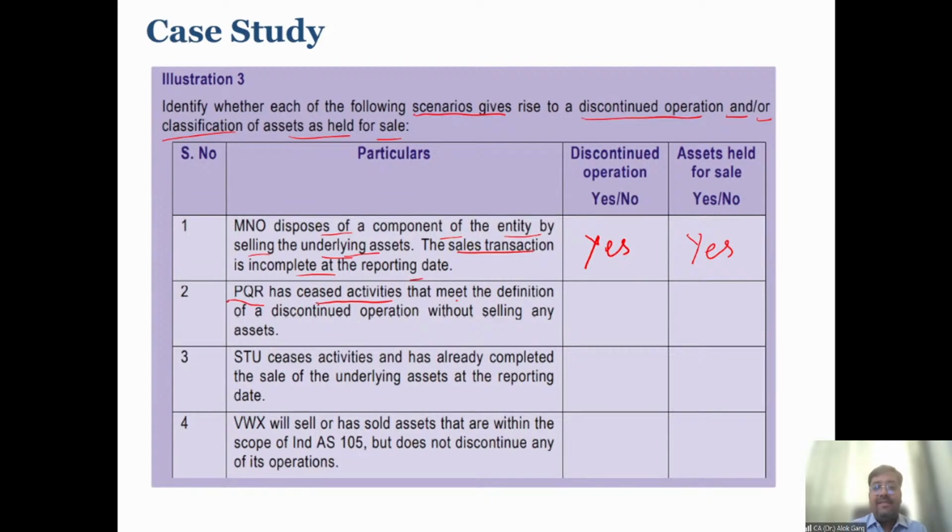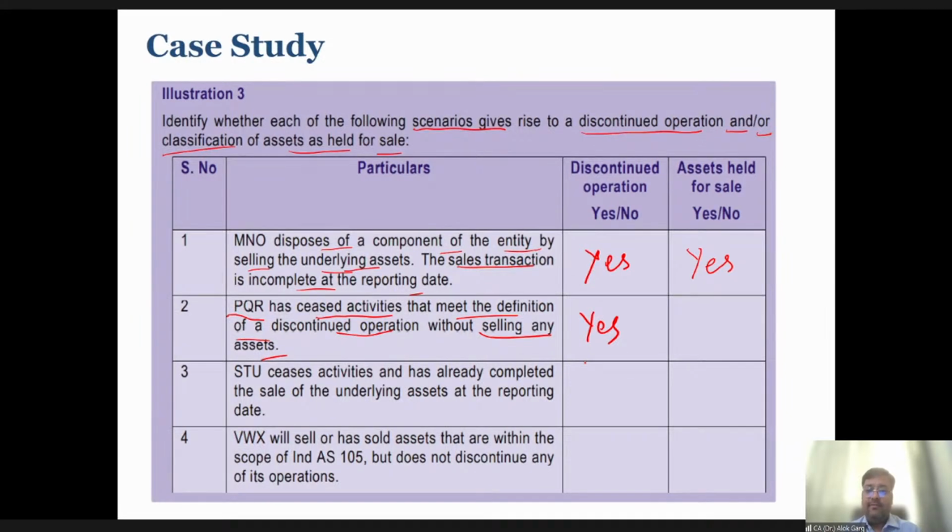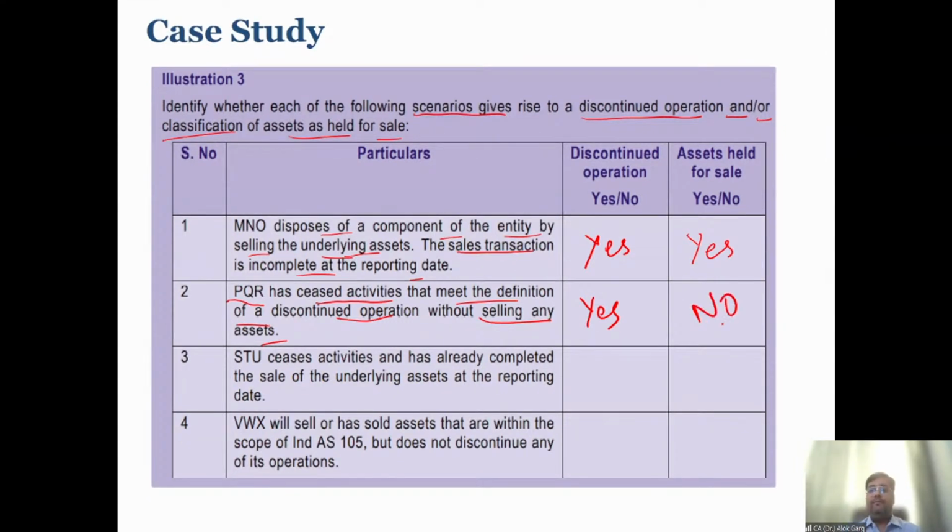PQR has ceased activities that meet the definition of a discontinued operation without selling any of the assets. Just like my auditing business. They have discontinued one of the operations, and it is written that it meets the definition of discontinued operation. Of course, yes. But they don't want to sell any asset. They want to keep the assets. Is it a case of disposal group held for sale? Is it a case of non-current asset held for sale? Answer is no. The basic condition is missing. It clearly says that they don't want to sell the asset. Answer is no.